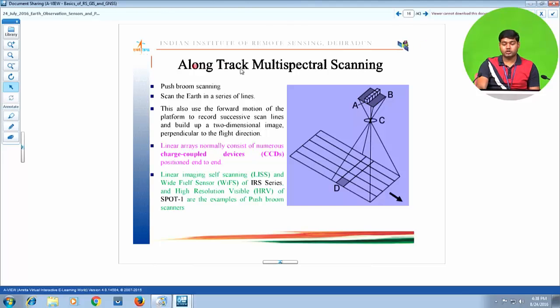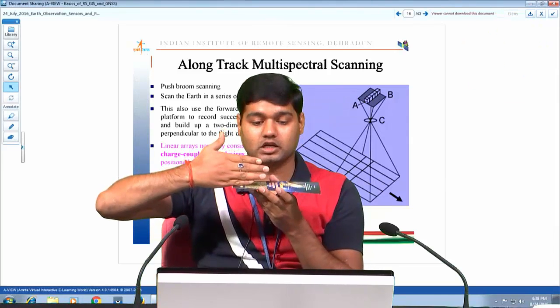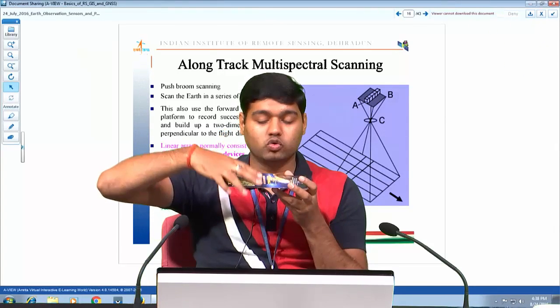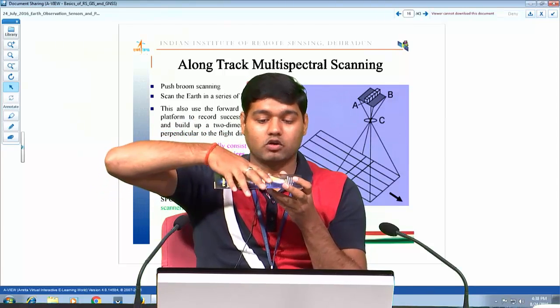Now coming to the along track multispectral scanner, this is called push broom scanning. As I told you, a single detector is there for the blue band, green band, red band, near infrared. But in the along track multispectral scanner, you have thousands of detectors placed in a linear array. So in this you don't have any rotating scan mirror.